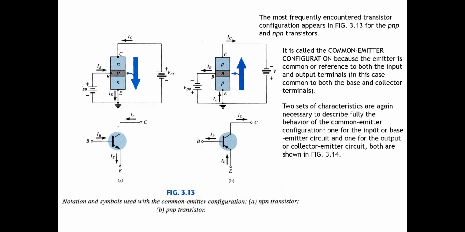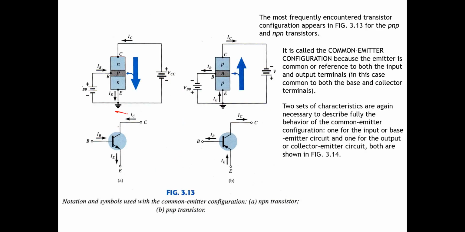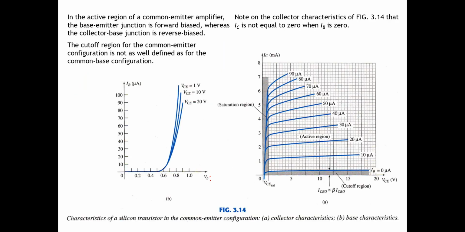And the second is common emitter. Common emitter means that the emitter is connected to ground here, like this one. So this is the characteristic of the VB. This is the VB, base to emitter, and emitter ground. So the VBE is equal to VB. This is the VBE, and it's like the characteristic of a diode, using silicon.